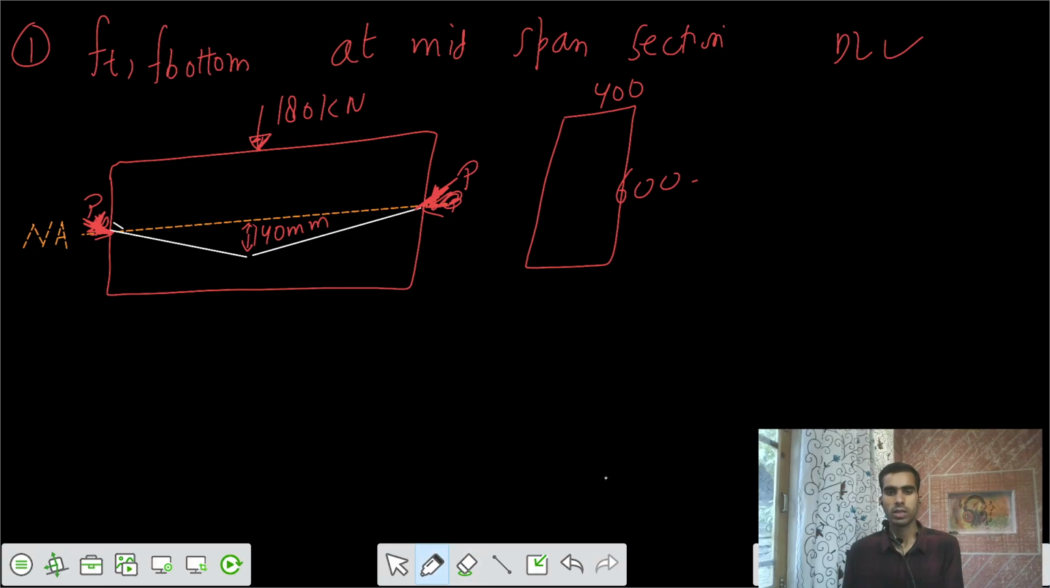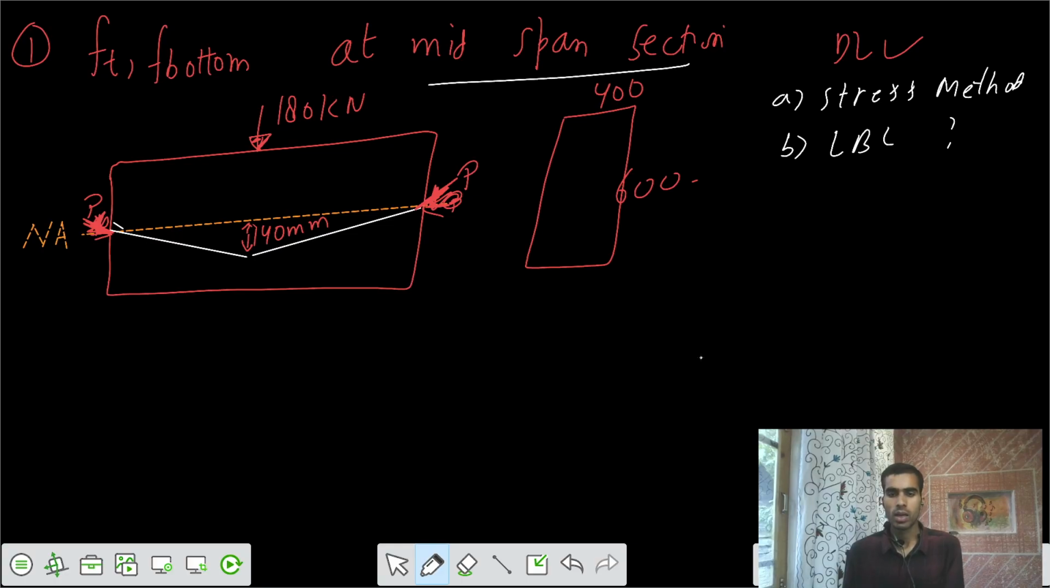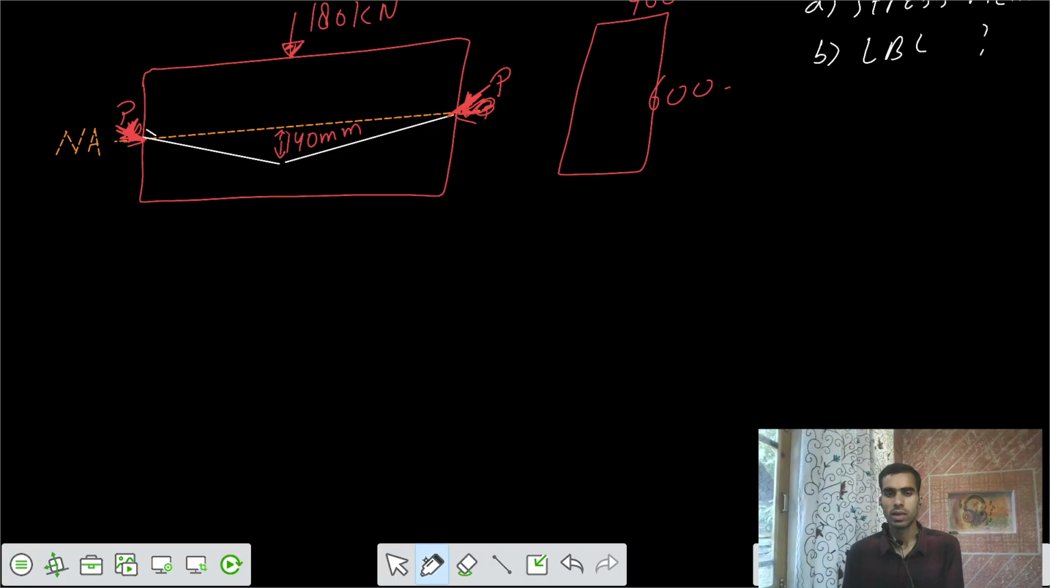So can you solve it? So try to solve it. The first is the stress method, and one more method we have, the second method, that's the load balancing method. Stress method and load balancing concept. So try to get the solution by this one, and we have to calculate at the midspan. Let's try to calculate it by the stress method.